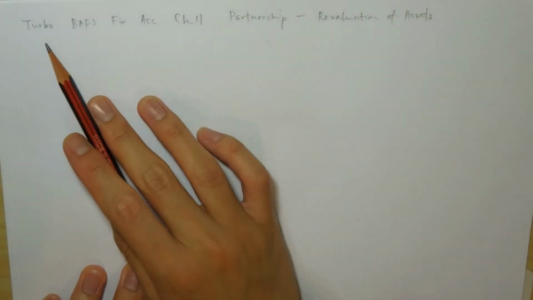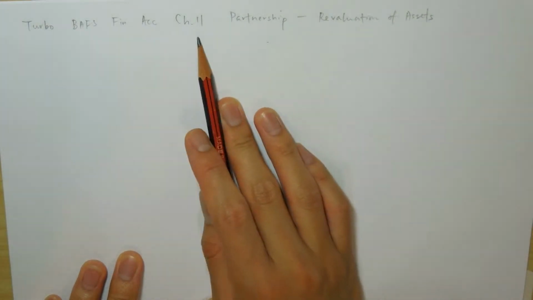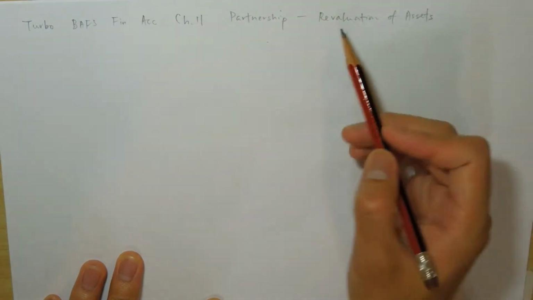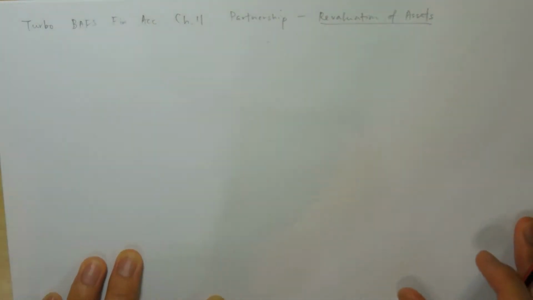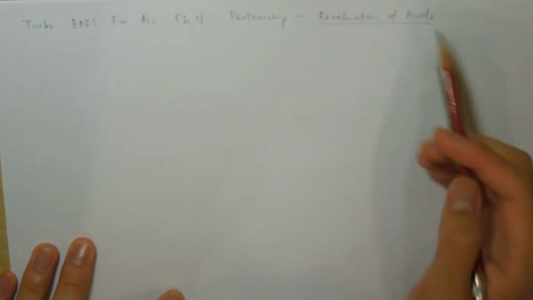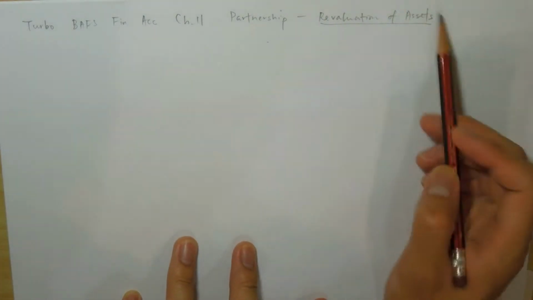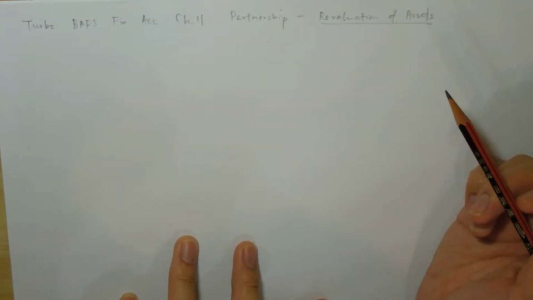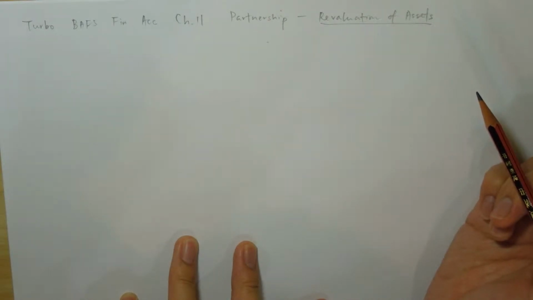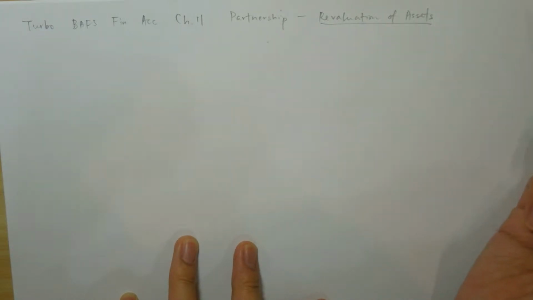Okay, we're talking about the Turbo BFS Financial Accounting Chapter 11 Partnership Revaluation of Asset. So for the revaluation of assets, we need to know when we will have the revaluation of asset. The first one is when we admit a new partner or a retirement of an old partner, or you have a change of the profit and loss share account, and the last one is when your partnership is being taken over by others.